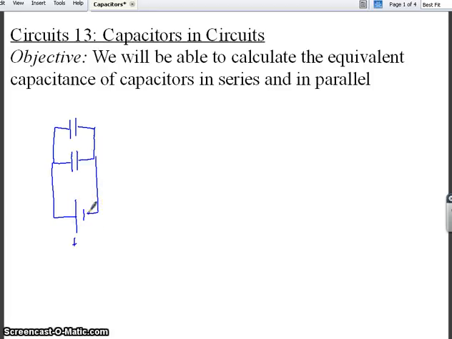What we know about capacitors in parallel is that the voltage is going to be the same. This goes back to series circuits. The voltage is going to be the same through both branches here, okay? And because the voltages are the same, the charge Q is going to add up. Okay, the charge is going to add up.